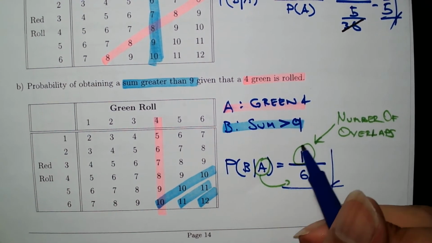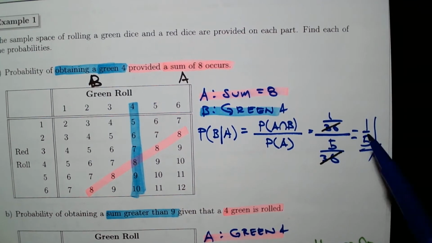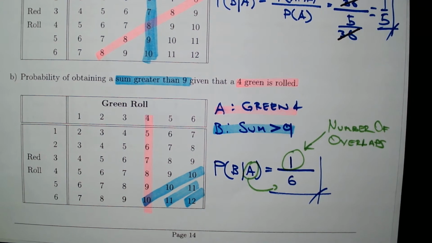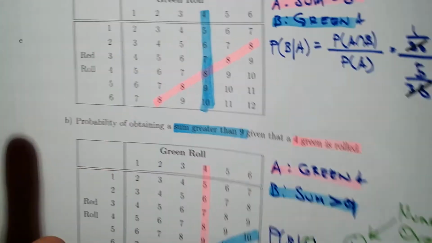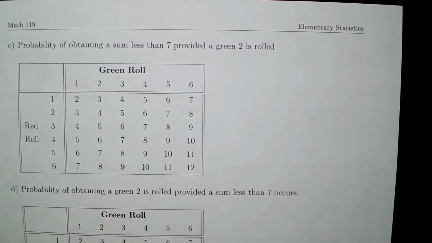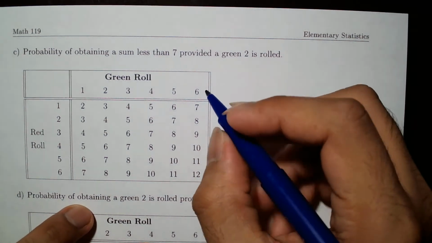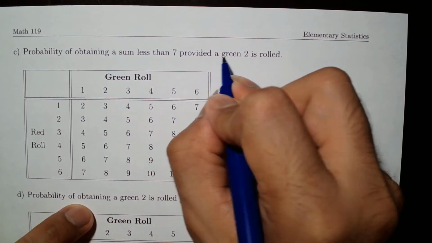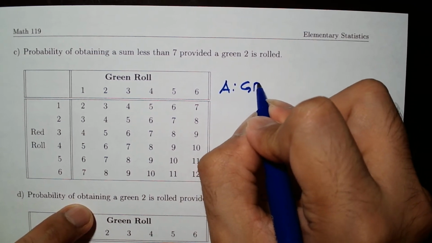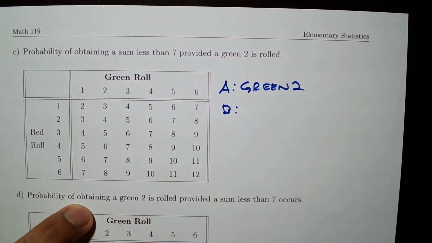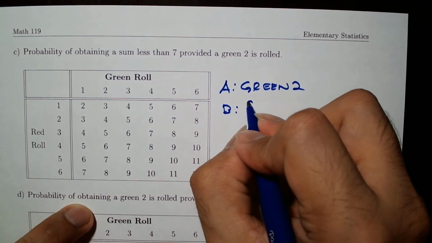Again, if you want to do it the other way, notice how the 36 are going to cancel. If you want to do it that way, it's fine. Let's do a couple more examples. So the probability of obtaining a sum less than 7 provided a green 2 is rolled. So A is the provided that, which is green 2. And B is the sum less than 7.